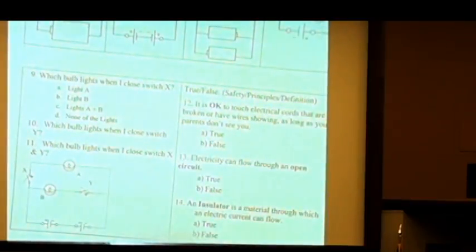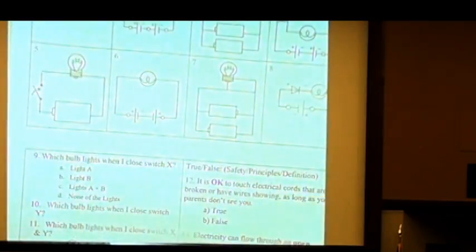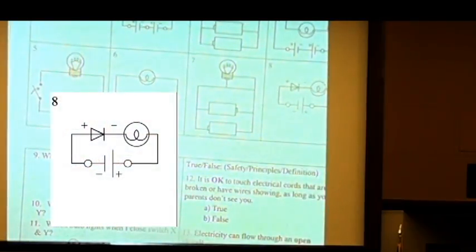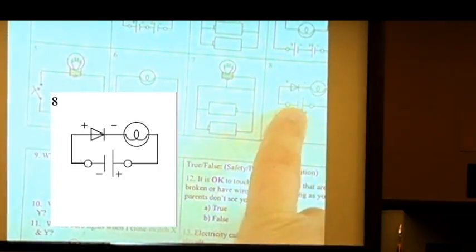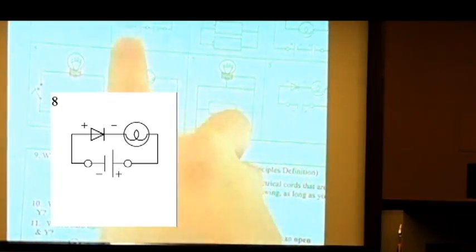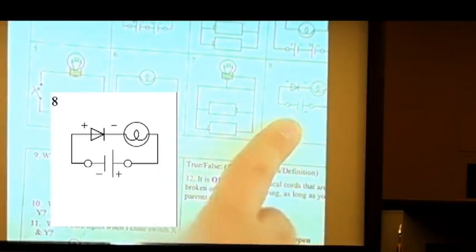Yes, sir? Oh. Yeah. Good point. Last one. Number 8, will it light or not light? Why not? Because the plus is the opposite. Yes. On the diodes, the plus has to be to the plus side, like it is here. It's to the minus side, so it will not light, okay?